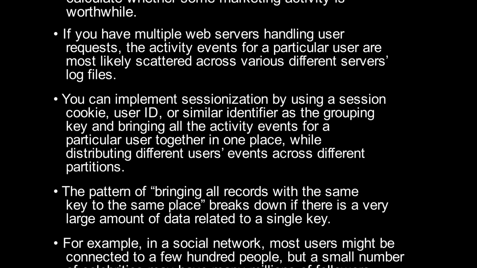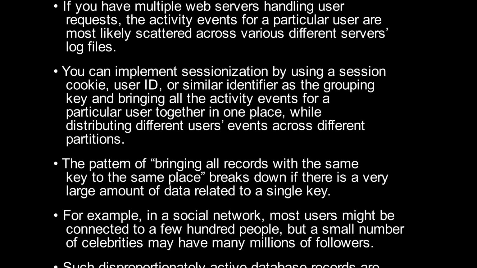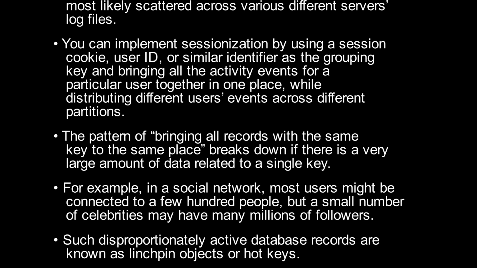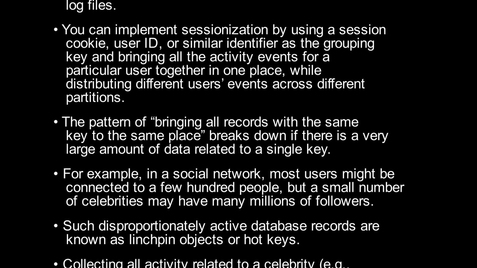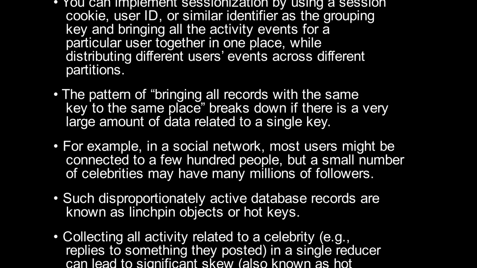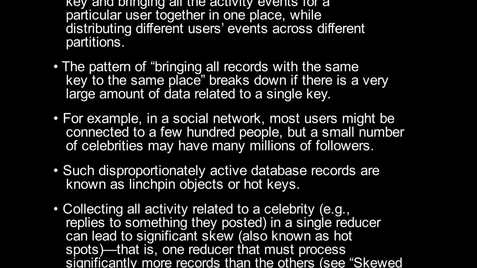The pattern of bringing all records with the same key to the same place breaks down if there is a very large amount of data related to a single key. For example, in a social network, most users might be connected to a few hundred people, but a small number of celebrities may have many millions of followers. Such disproportionately active database records are known as linchpin objects or hot keys.